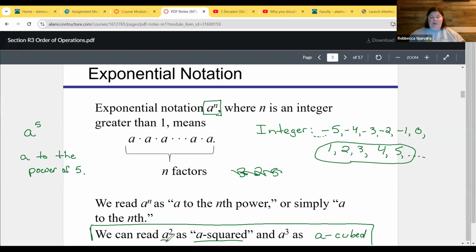Like I said, the only cases where we change it are these: we could say this is a to the power of 2, but we would frequently say a squared. We could say this is a to the power of 3, but we would frequently say a cubed. That's just why that was there.